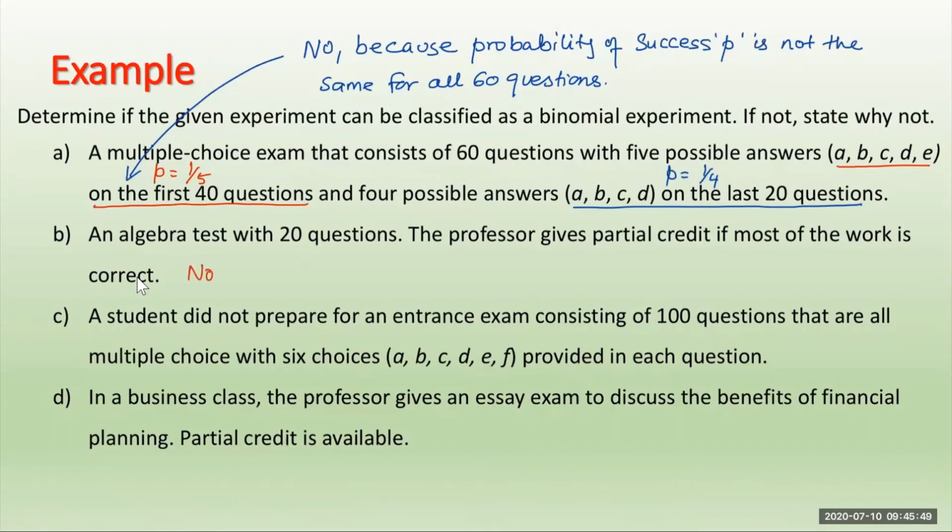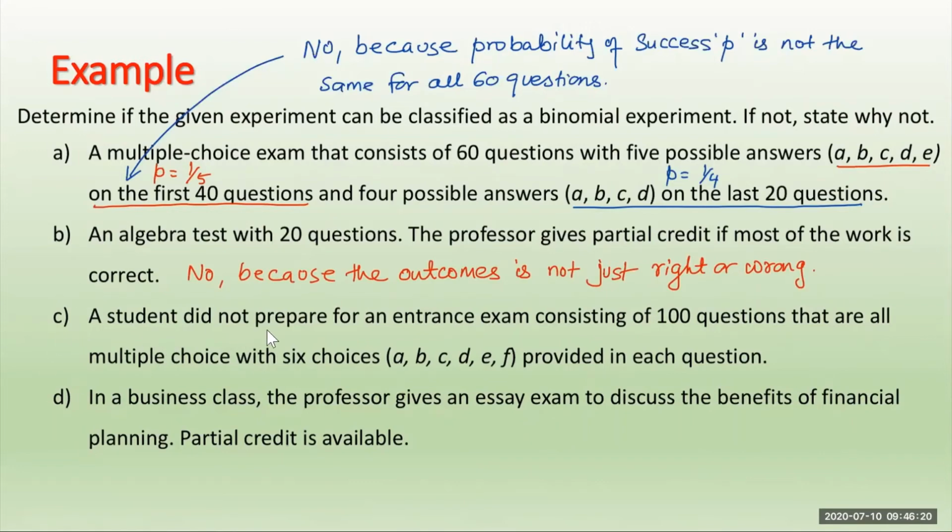No, because the outcome is not just right or wrong, because they are also getting credit for something in between. So that's your B. Now let's look at C.